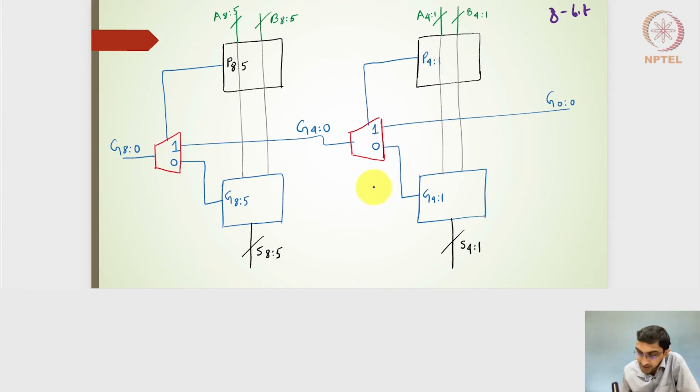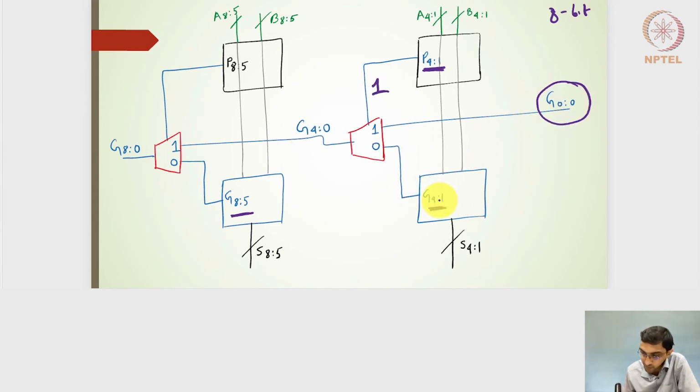And on the lower side, we have two blocks. One is generating G4 is to 1, another one is generating G8 is to 5. That is fed to one input of the multiplexer. The other input of the multiplexer is coming from G8 is to 0, and the output is G4 is to 0, which will go into this particular multiplexer input, right?